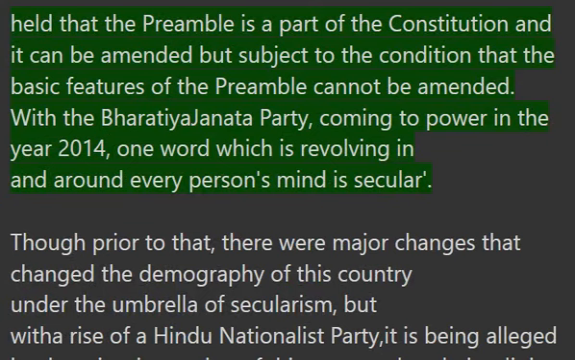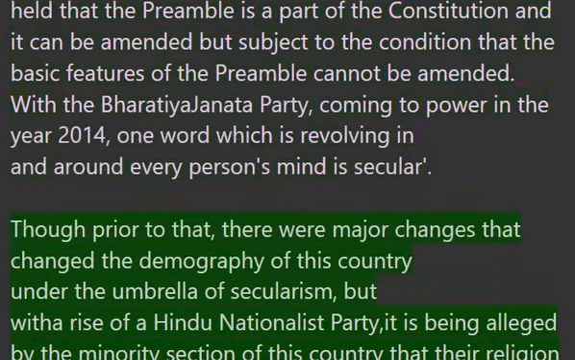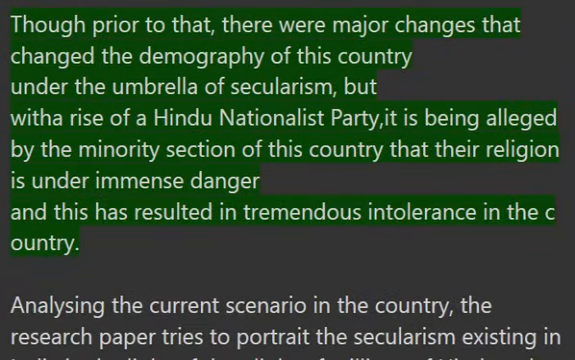With the Bharatiya Janata Party coming to power in the year 2014, one word which is revolving in and around every person's mind is secular. Though prior to that, there were major changes that changed the demography of this country under the umbrella of secularism, but with the rise of a Hindu nationalist party, it is being alleged by the minority section of this country that their religion is under immense danger, and this has resulted in tremendous intolerance in the country.